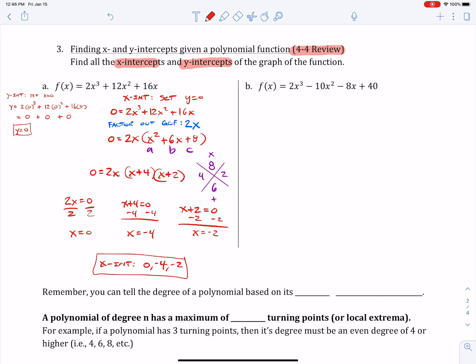Just a heads up on that one, on your x-intercepts, you'll have to factor by grouping, which we've done before. We've done factor by grouping. So I just want to kind of set you up for success there.